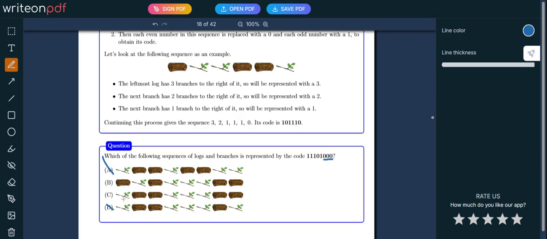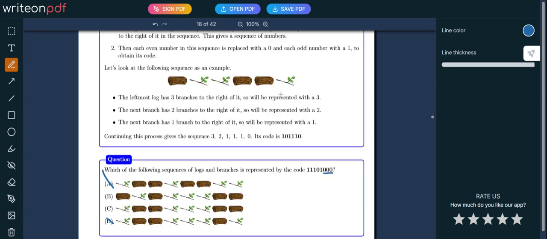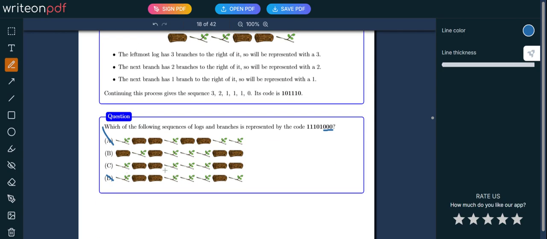And this is just a matter of choosing: is it log first or branch first? A log would mean there's 1, 2, 3, 4. 4 is an even number, and they said even numbers are replaced with a 0. So all these even numbers would be replaced with a 0. But as you can see, it starts with a 1, and we have a resulting answer of B.